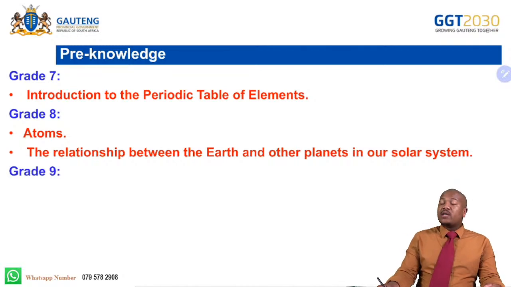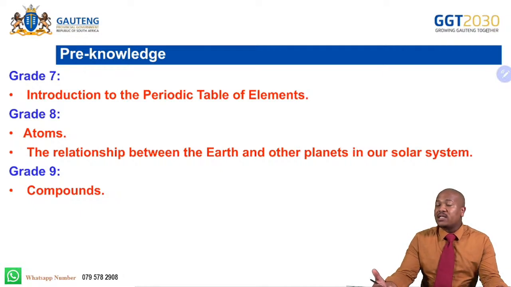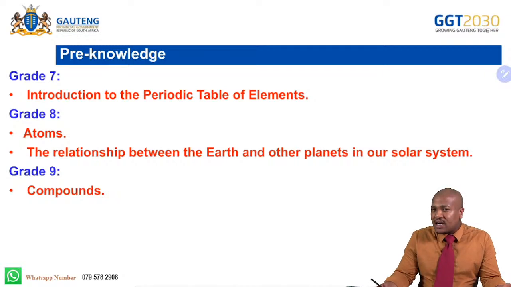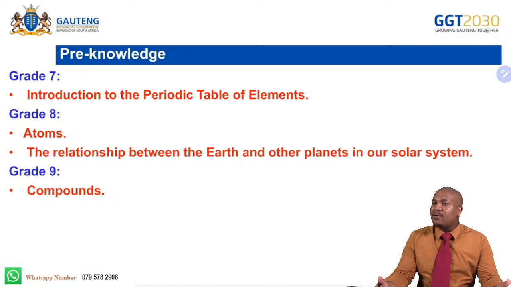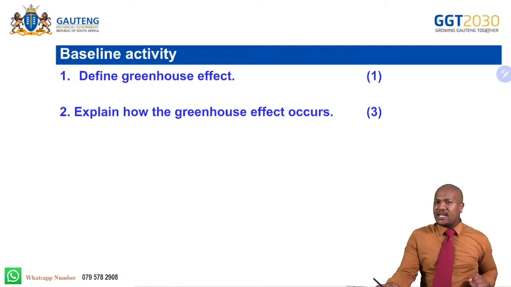In the same grade, grade 9, we talked about compounds, which are 2 or more different atoms chemically bonded in a fixed ratio. That is what we talked about in the previous grades and the same grade, which lays a foundation for today's topic. Now let's look at this baseline activity.